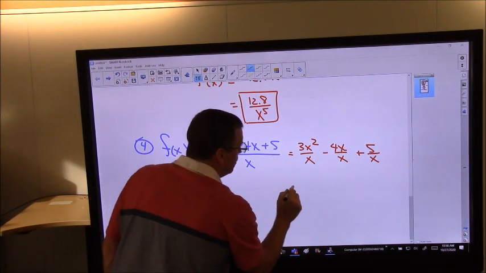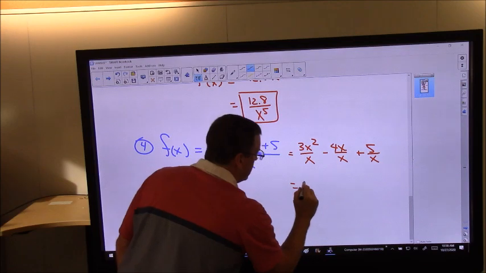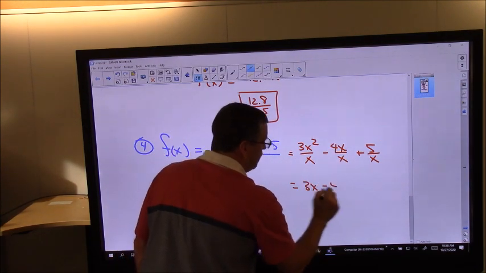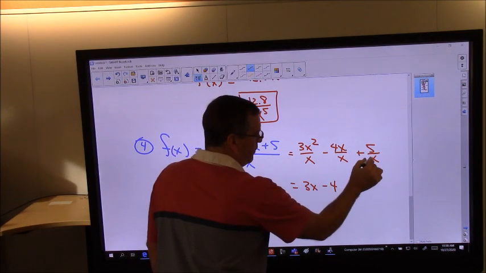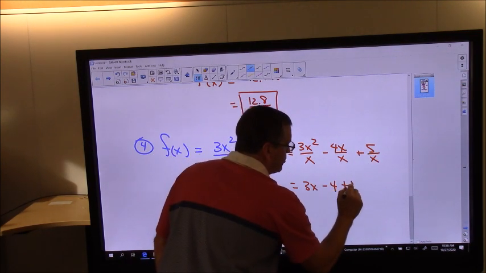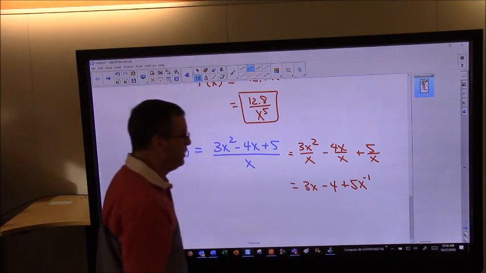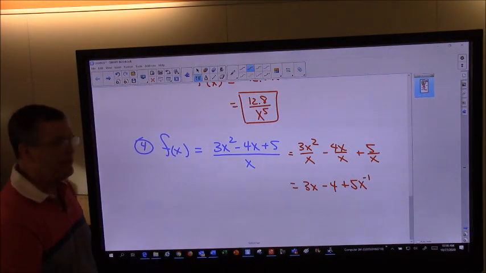So here, x cancels with an x, I get just 3x. Here the x's cancel, I get minus 4. And here, if I move that up, the exponent becomes negative. So I've got x to the negative 1. Now I'm ready to take the derivative.